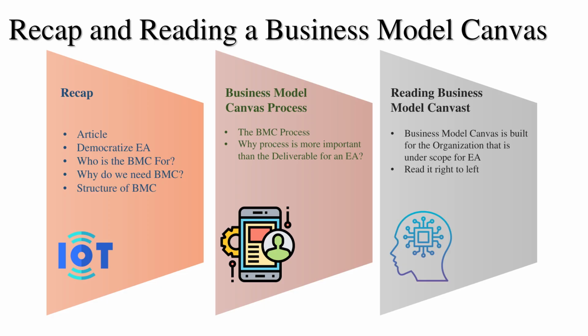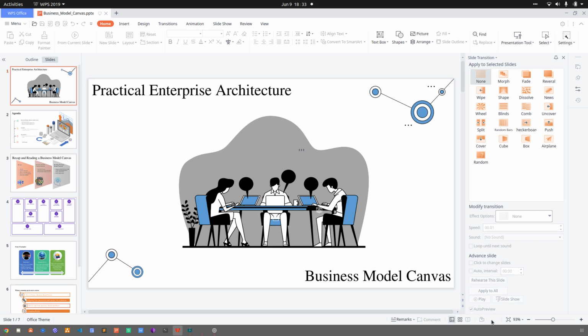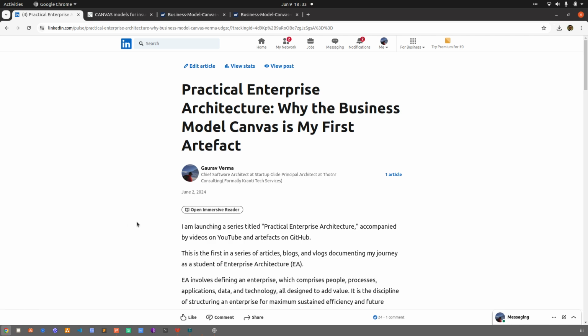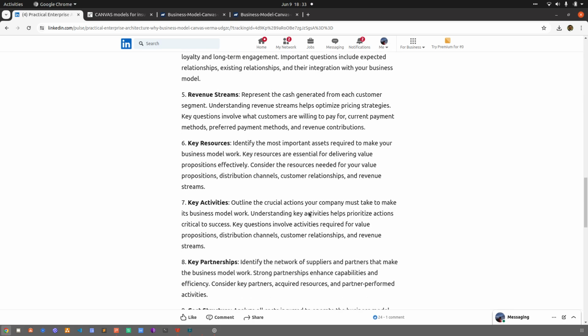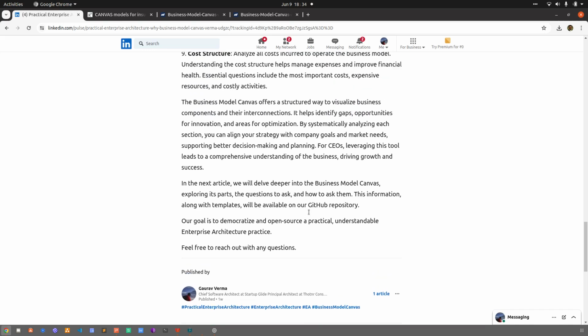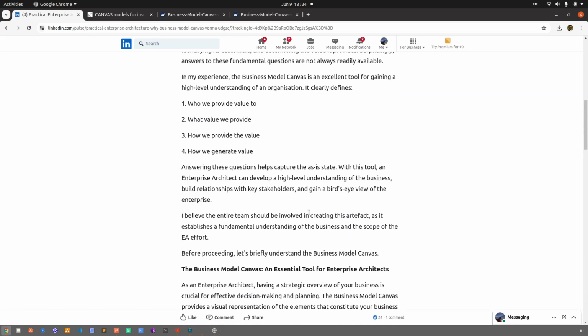So let's recap from last time. What had happened last time was that we had created this article on practical enterprise architecture, which is my first article. And what we had done was we had gone through what a business model canvas is, its various parts, and then essentially who it is for and why it is useful. As an enterprise architect, it is a very useful tool for you, because using the business model canvas, you will be able to understand the business in a nutshell.